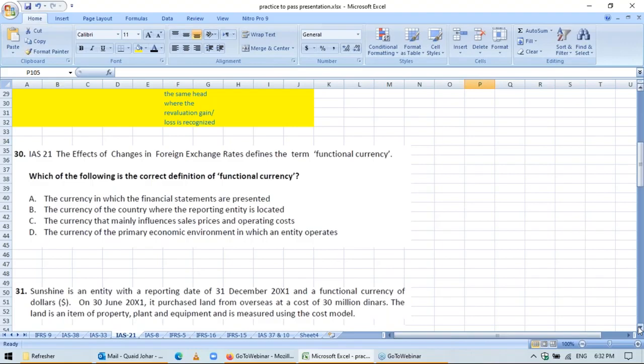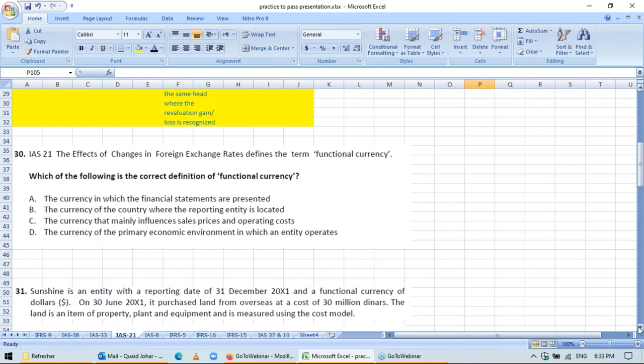Suppose the European bank from which I want to borrow is asking me for the financials in sterling, pound sterling. Then also I will have to convert my financial statements from, for example, euro into pound sterling. So now the reporting currency is sterling. So reporting currency can be many, but the functional currency will be one. It will only be one.